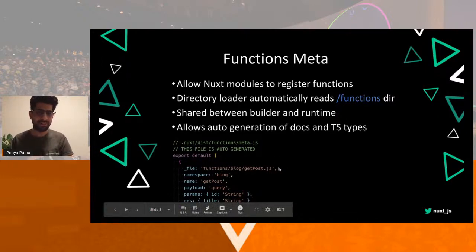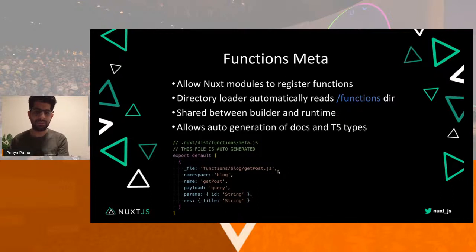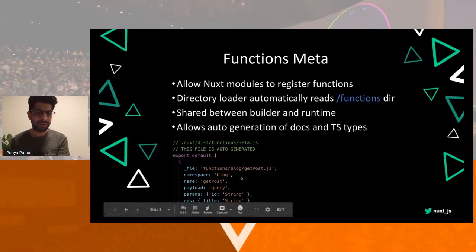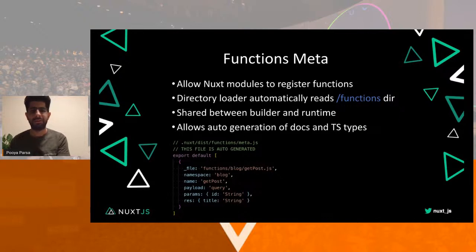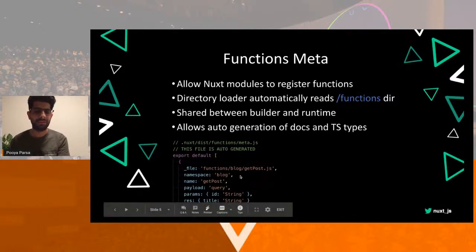It contains a file, which is basically the name of the file that Nuxt needs to compile. You don't need to worry about it. This is how it's working underneath. All of the functions have a namespace, which allows us to prevent conflicts. They have a name. They have a payload type, which I'm going to explain more.